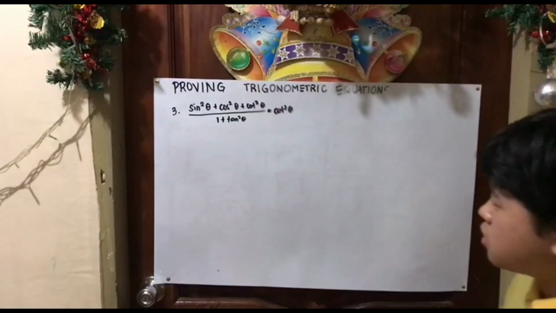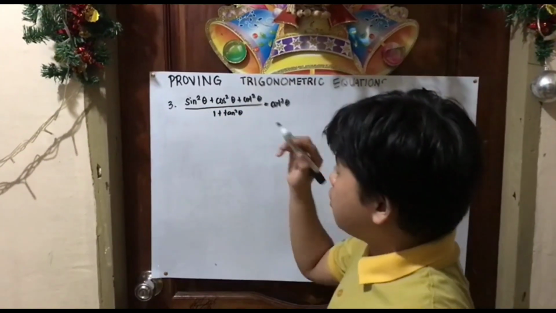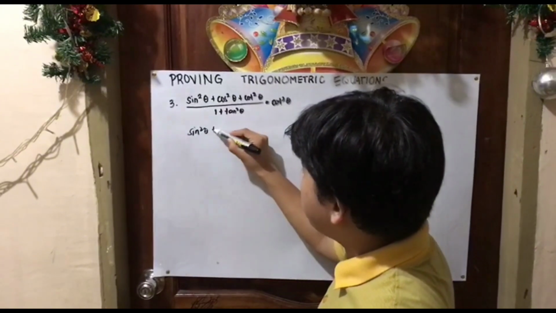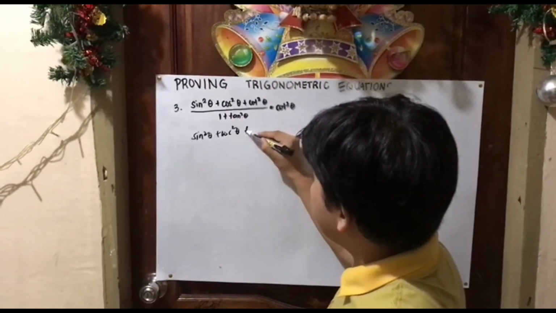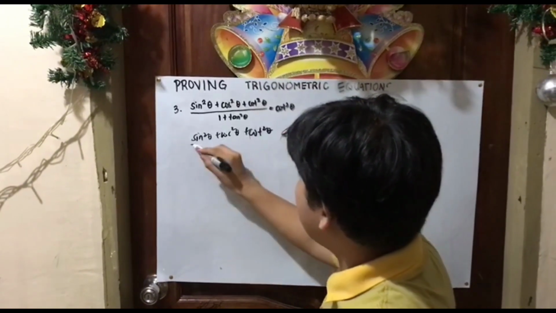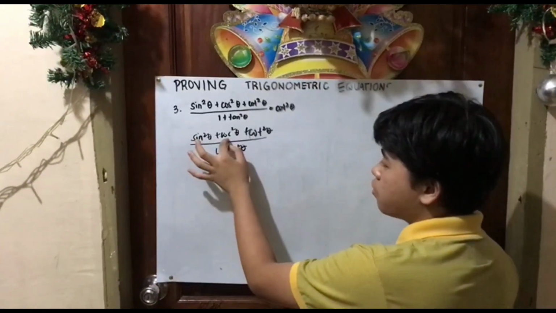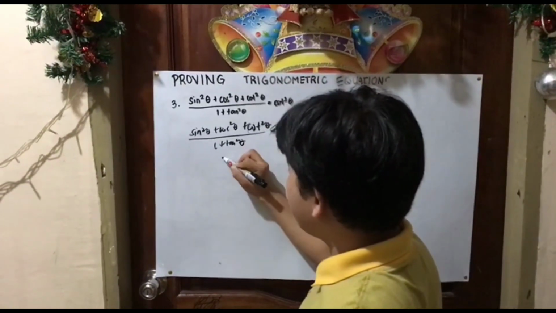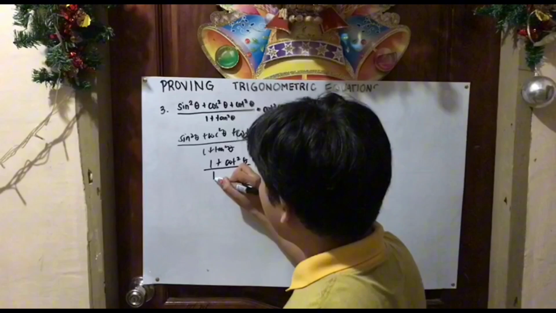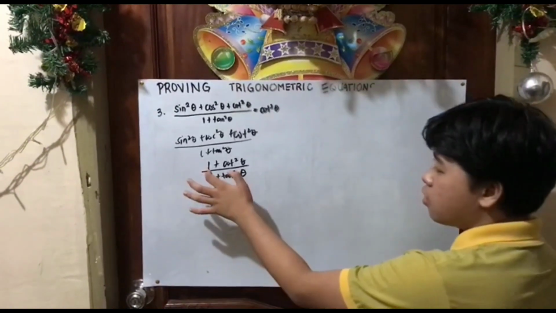As you can see, we already have a part of the Pythagorean identity here, which is sine squared theta plus cosine squared theta, plus cot squared theta over 1 plus tan squared theta. Sine squared plus cos squared is already equal to 1. So our equation now is 1 plus cot squared theta over 1 plus tan squared theta.